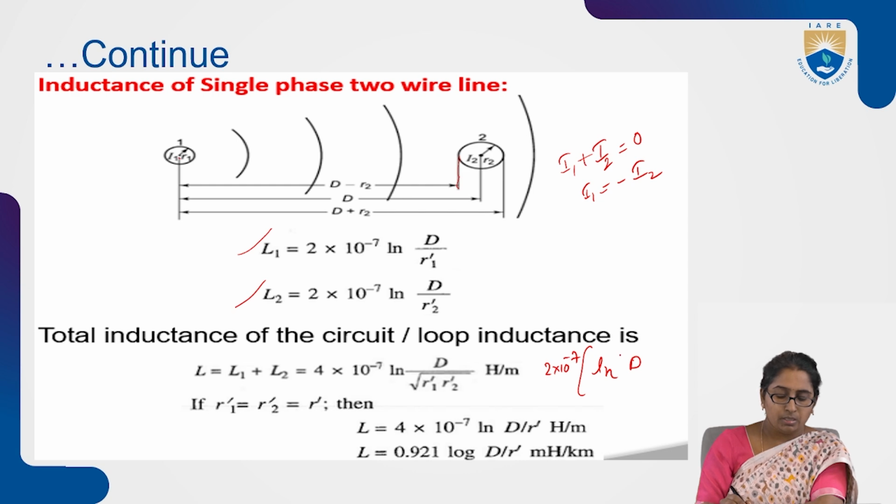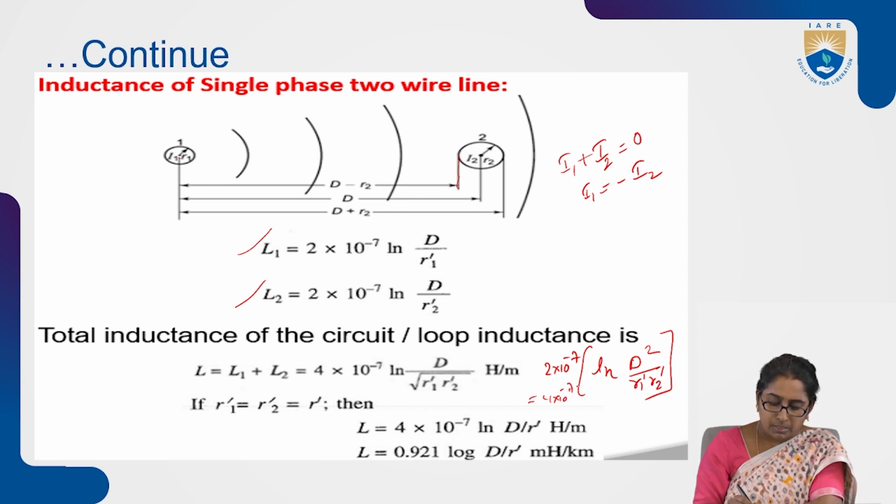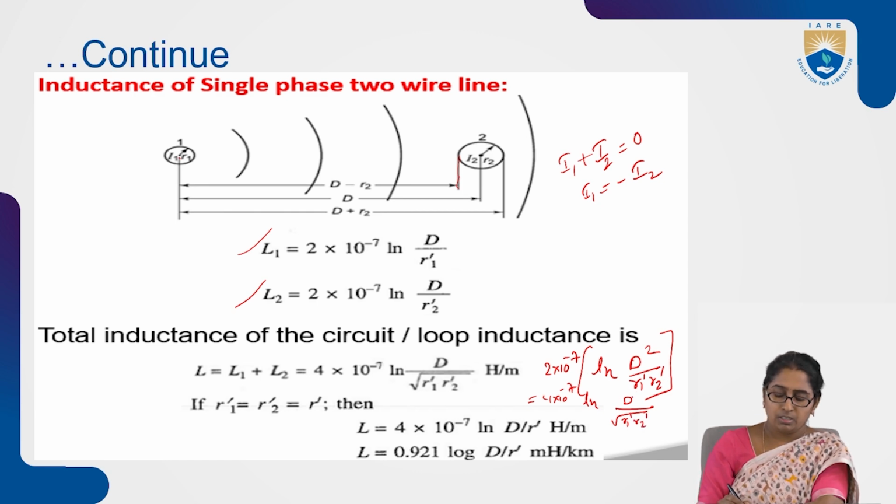So it becomes d by d square by r1 dash r2 dash, right? Okay, so if you take this to front, it becomes 4 into 10 power minus 7 log of, if you write the 2 here also square, then if we assume there is a square here, then we have to write it square root here, right? So then it will become, this is a final expression.